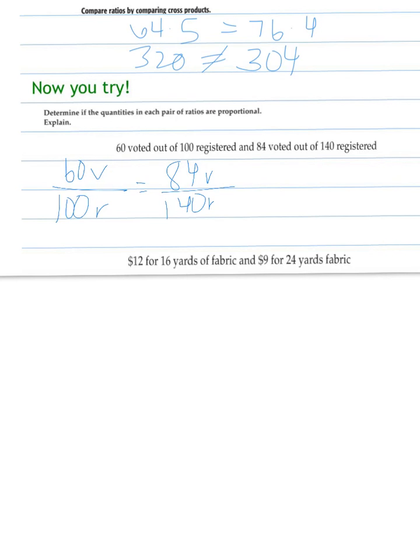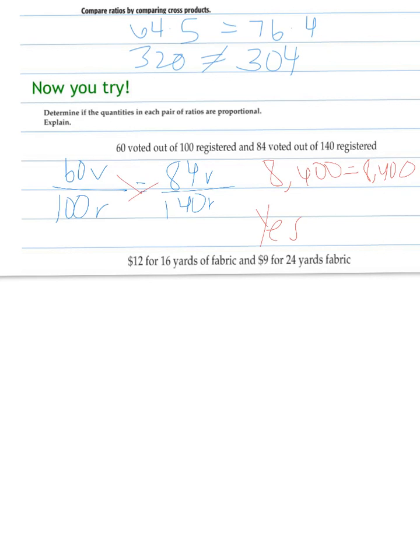You could find the unit rate for each of these. I am going to do cross products. So we take 60 times 140, which is 8,400. And then 100 times 84 is 8,400. Therefore, these are proportional. So yes.